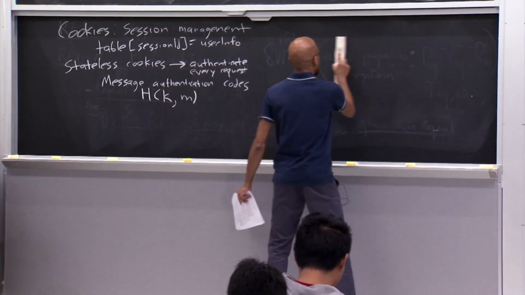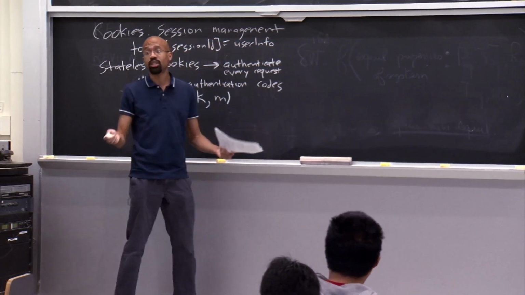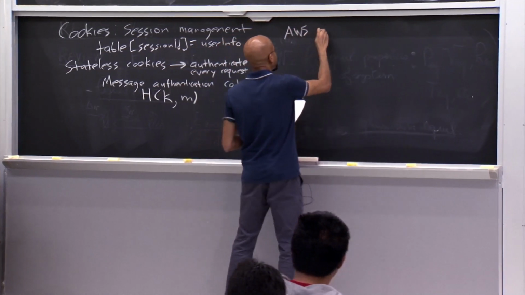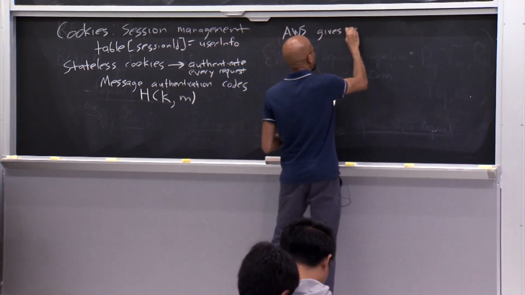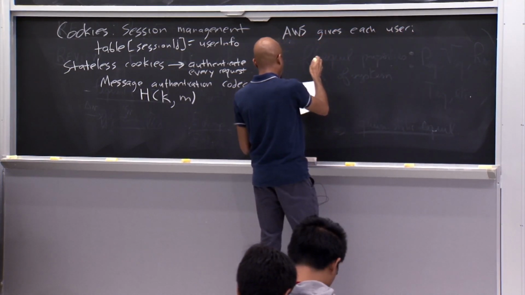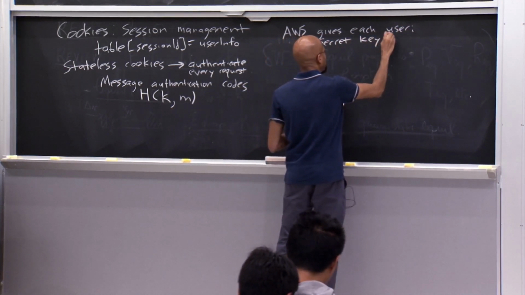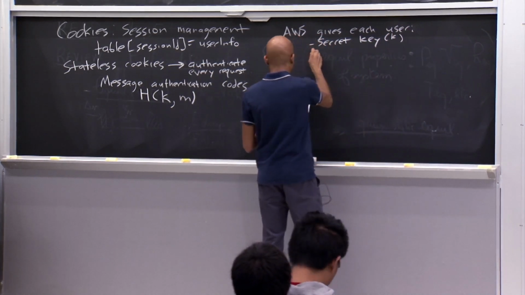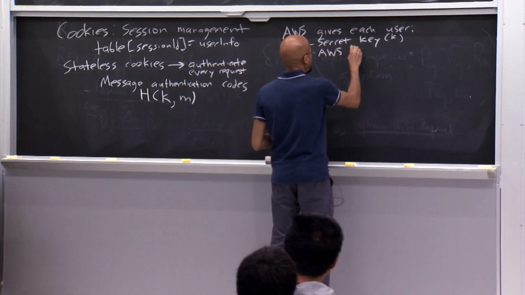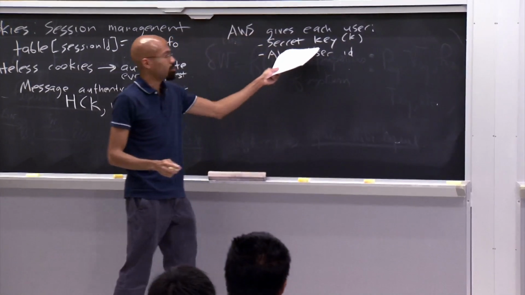Okay, so let's look at a very specific example of how this works. One real service that uses these types of stateless cookies is Amazon Web Services, like S3, for example. Basically, AWS gives each user two things. It gives that user a secret key. This is equivalent to the K that we were discussing over there. And it also gives them, let's think of it like an AWS user ID. Right, so this part is not secret, but this part is.